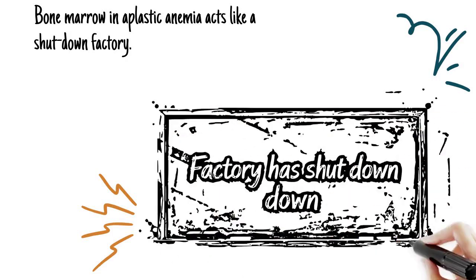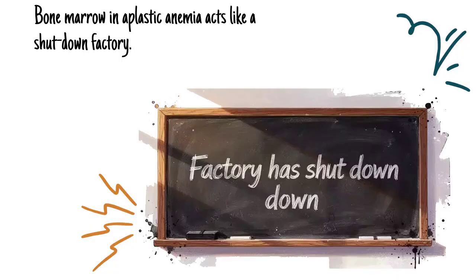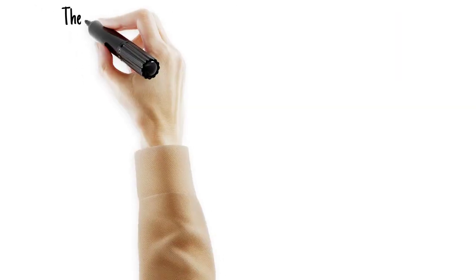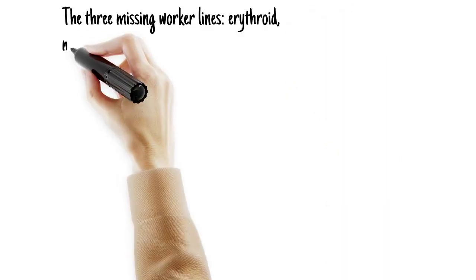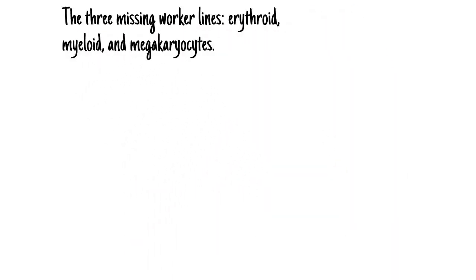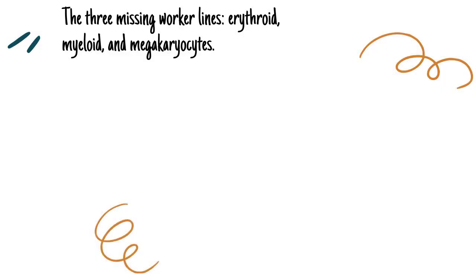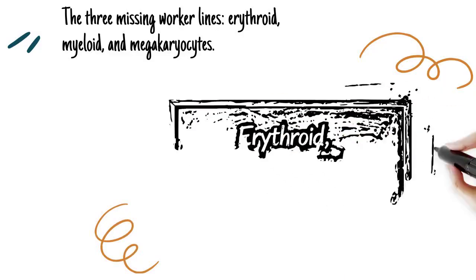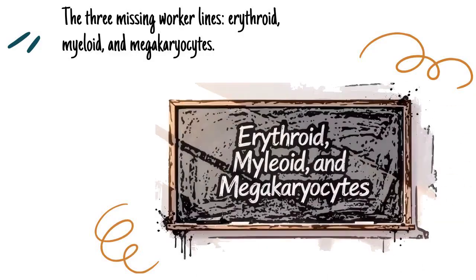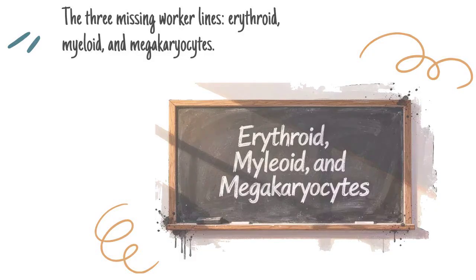The shelves are nearly empty of three critical worker lines. The first are erythroid precursors, the cells that go on to become red blood cells. The second are myeloid precursors, the cells that become most white blood cells. The third are megakaryocytes, the cells that eventually become platelets.